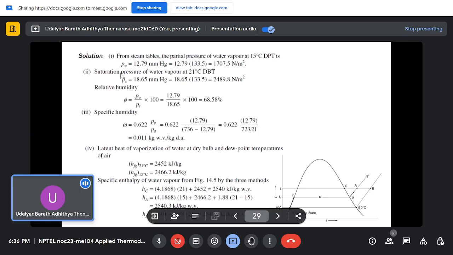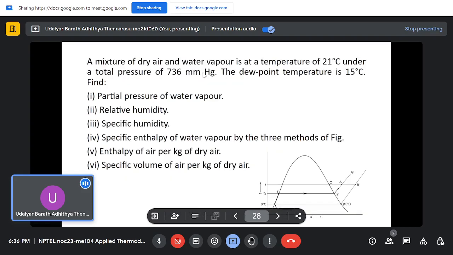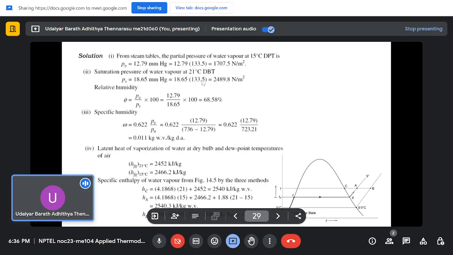Now the saturation pressure of water vapor at 21 degrees Celsius dry bulb temperature. To find the relative humidity, if the air should become saturated at 21 degrees Celsius, then the relative humidity will become 100%. In that case, the saturated water vapor pressure at 21 degrees Celsius will be 2489.8 Newton per meter square.